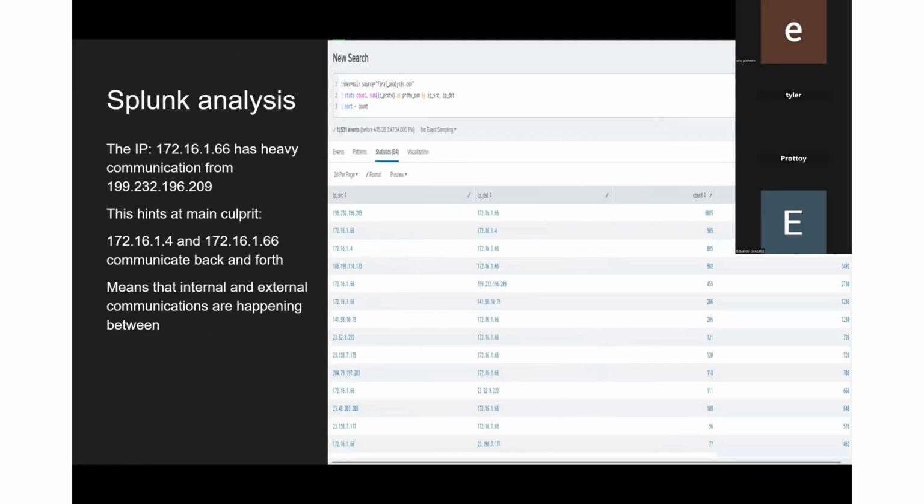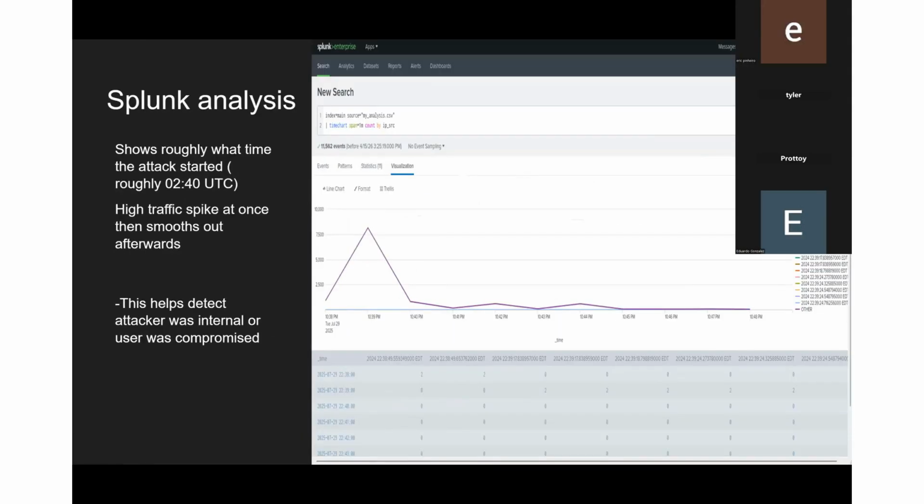Looking directly at our Splunk analysis, we see heavy communication back and forth. The internal IP 172.16.1.66 and another IP 172.16.1.4 were communicating heavily with an external address 199.232.196.209. Our analytical time chart shows exactly when the attack started. We notice a high traffic spike at once that smooths out afterward.